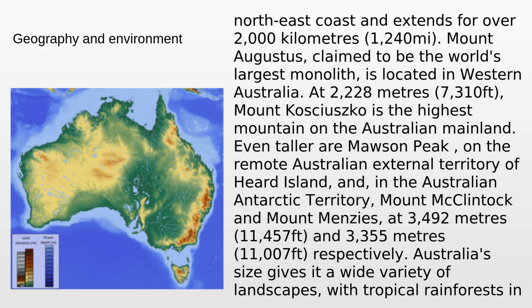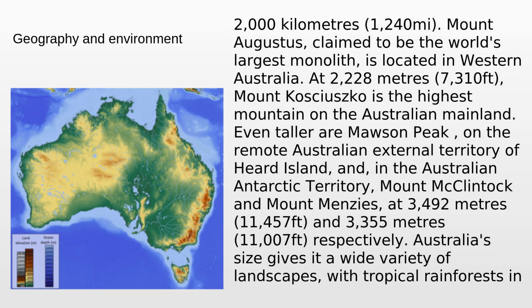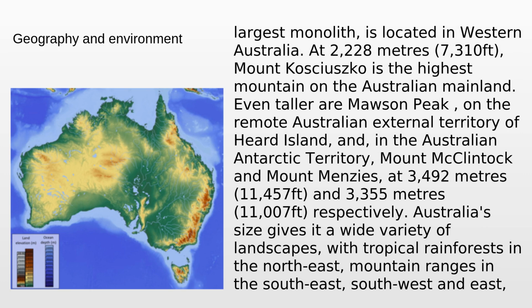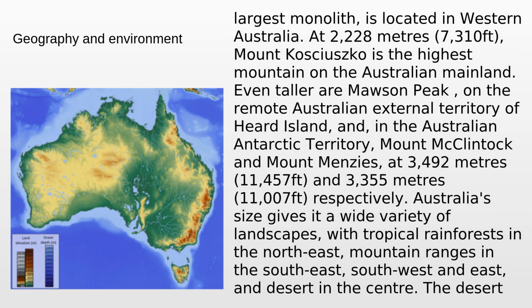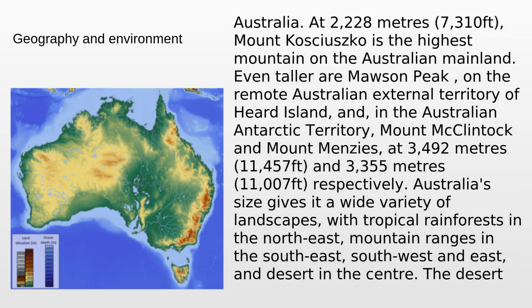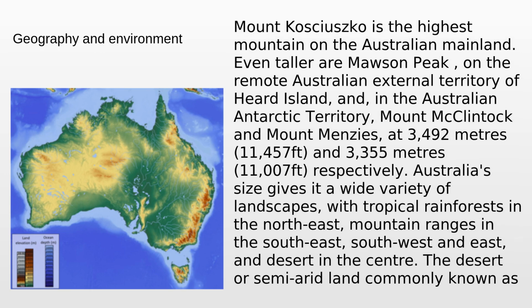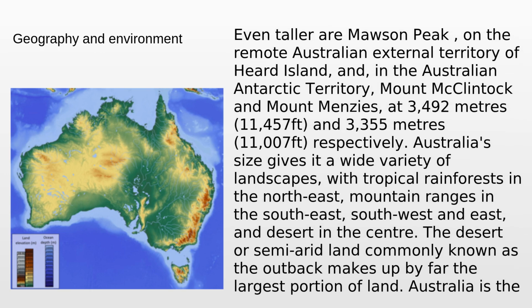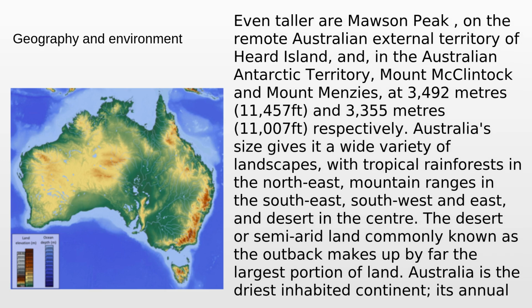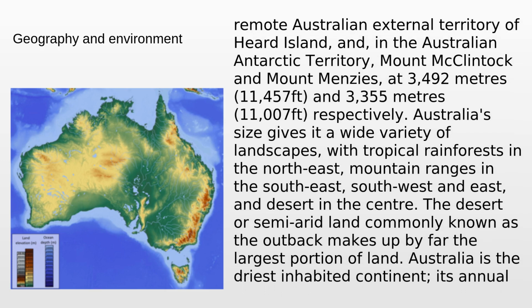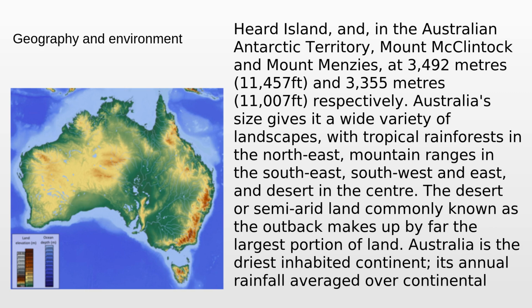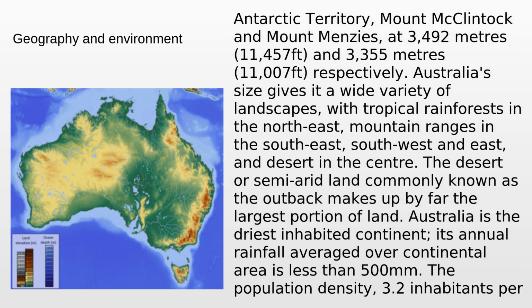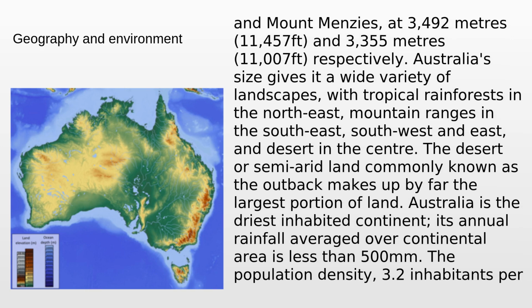The Great Barrier Reef, the world's largest coral reef, lies a short distance off the northeast coast and extends for over 2,000 kilometers, 1,240 miles. Mount Augustus, claimed to be the world's largest monolith, is located in Western Australia, at 2,228 meters, 7,310 feet. Mount Kosciuszko is the highest mountain on the Australian mainland.